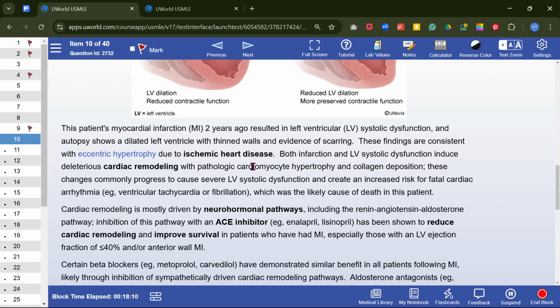Both infarction and left ventricular systolic dysfunction induce deleterious cardiac remodeling with pathologic cardiomyocyte hypertrophy and collagen deposition. These changes commonly progress to cause severe left ventricular systolic dysfunction and create an increased risk of fatal cardiac arrhythmia, which was the likely cause of death in this patient.